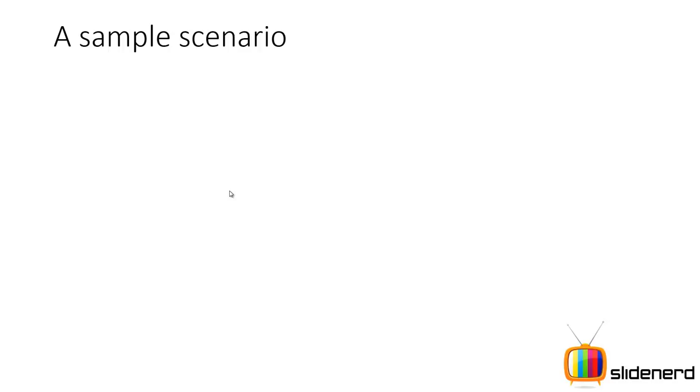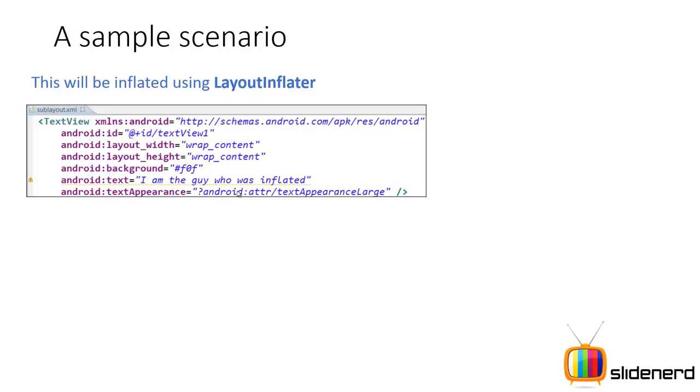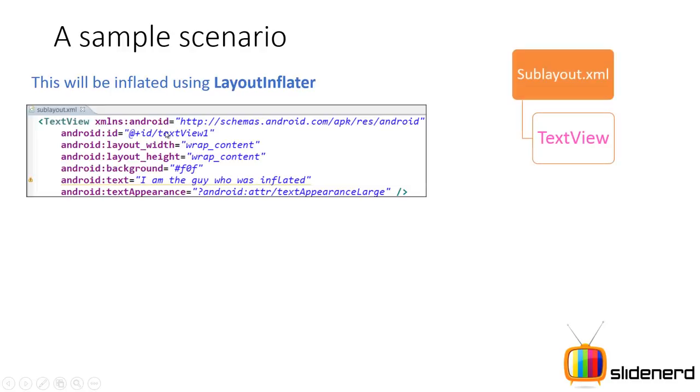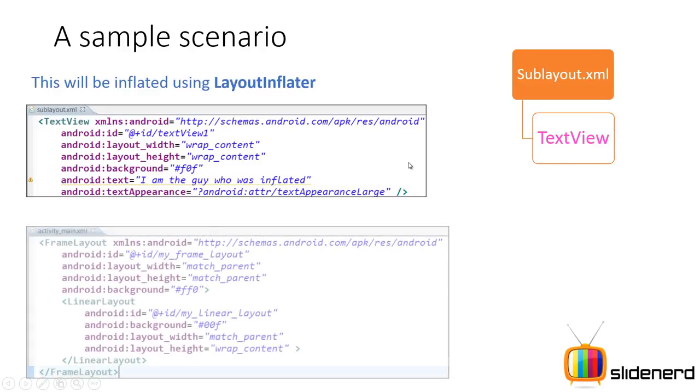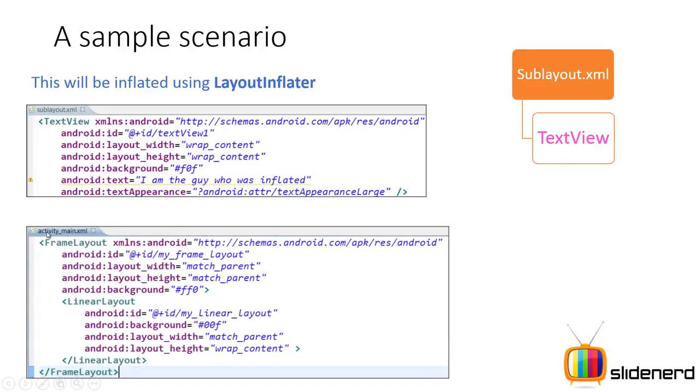Alright, so I'm gonna take a simple example to make you guys understand how the layout inflator works exactly. The example is gonna be something like this. This is gonna be inflated with the help of a layout inflator. Now there is this sublayout.xml file. It has just one text view inside, alright? And I want to inflate this, or in short, convert this into a Java object using the LayoutInflater class. And then this is what it looks like for now, sublayout.xml. It has a text view inside. And then there is my activity_main.xml, which has a frame layout and a linear layout inside.